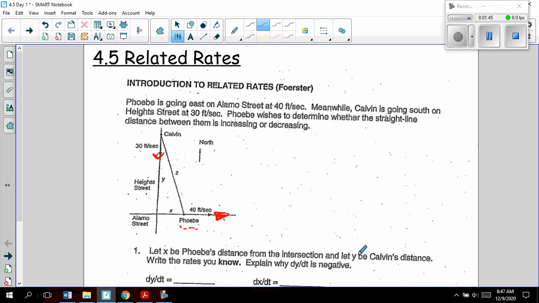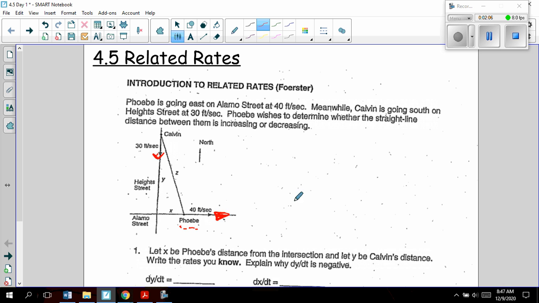So Phoebe wishes to determine whether the straight line distance between them is increasing or decreasing. So these are different from optimization, because we're going to be looking for a rate. How the distance between them is increasing or decreasing, that is describing the rate between them, versus what's the farthest, what's the nearest, that's optimization, okay?